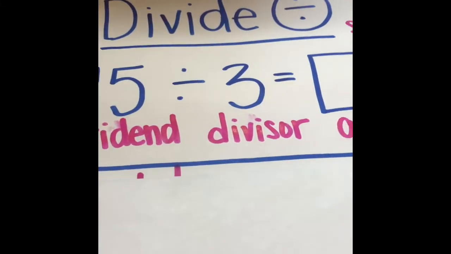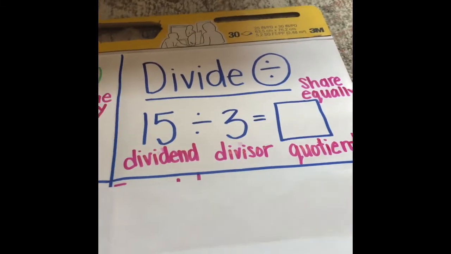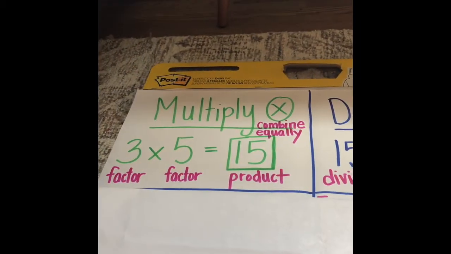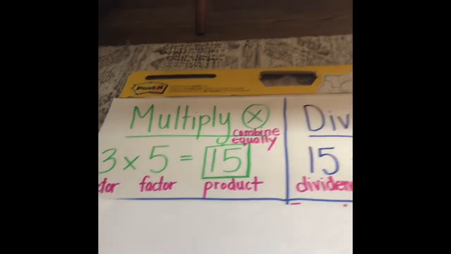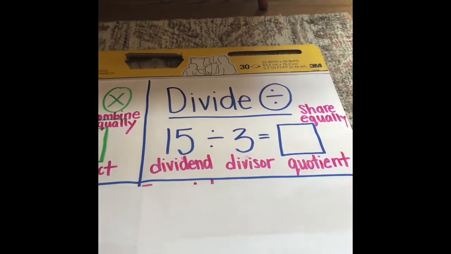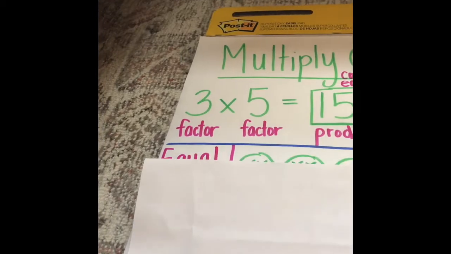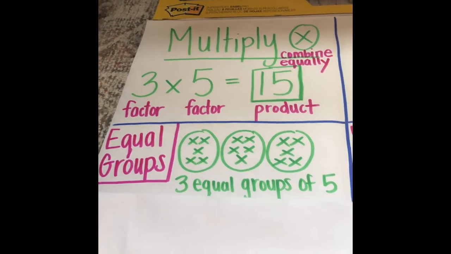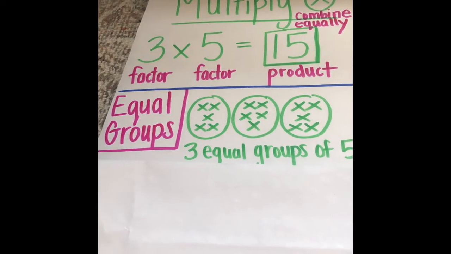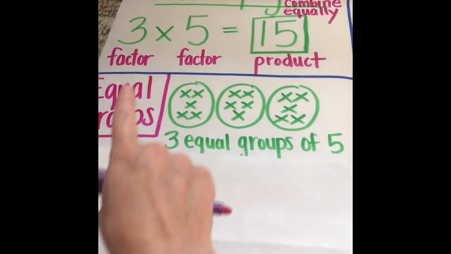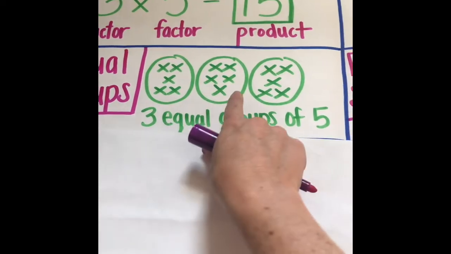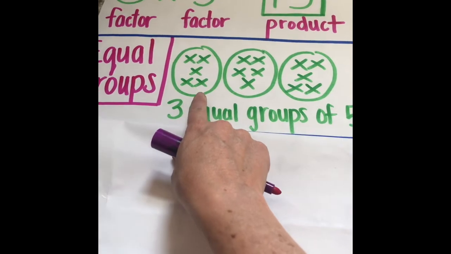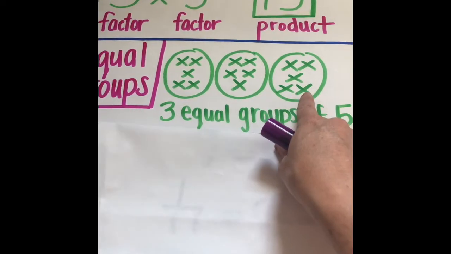All right, so now let's talk about how we can apply the strategies that we learned for multiplication. And how could we use those same strategies to help us solve some division problems? So the first strategy we're going to look at is equal groups. So if you remember equal groups for multiplication, we took our first factor, 3, and that meant we drew 3 groups. We put our second factor, 5 x's, in each group so that they were equal.